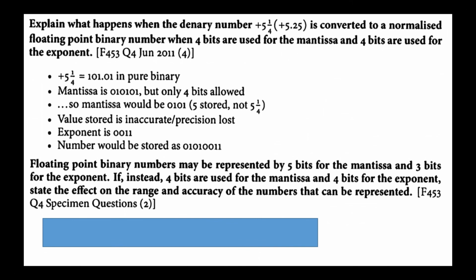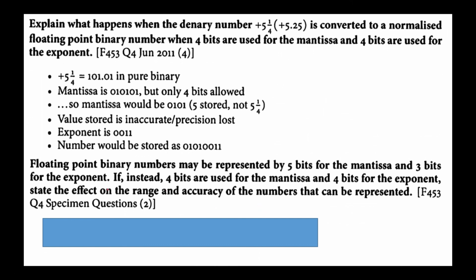Then the main thing is that the value stored is inaccurate, so the precision is lost. Then the exponent is 0011, so the number would be stored as 01010011.